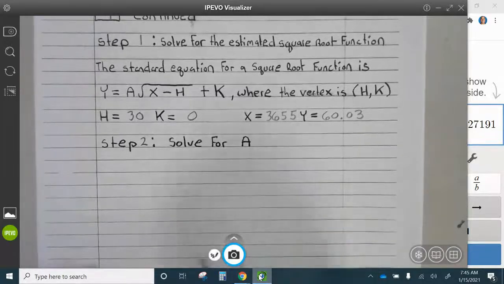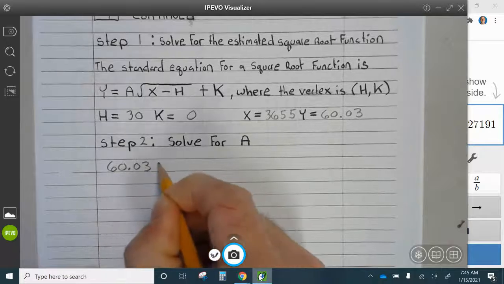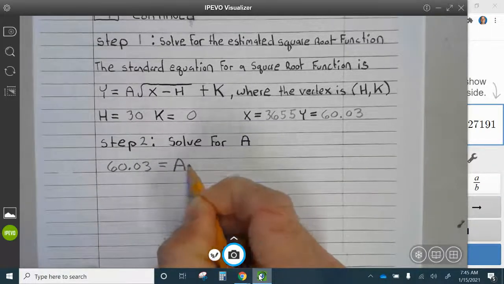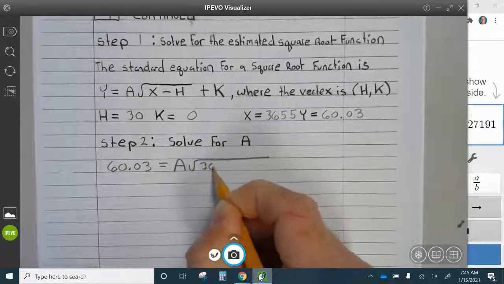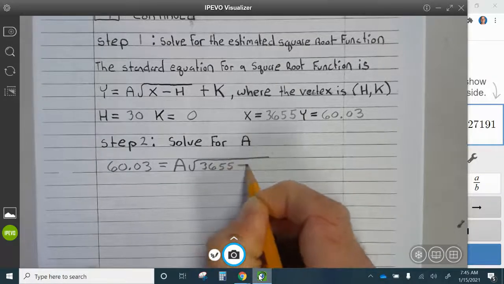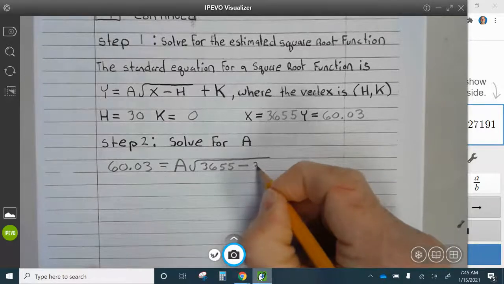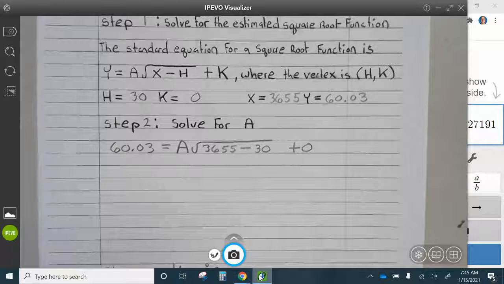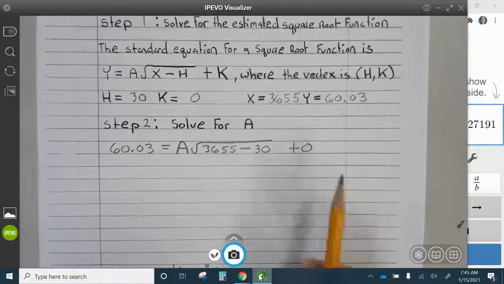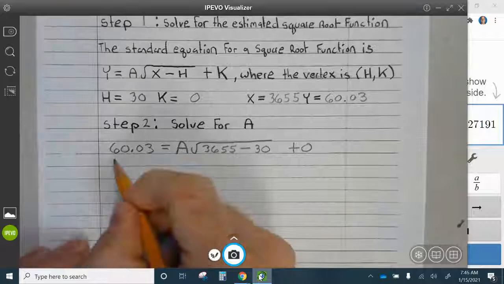So y, 60.03, equals a, which we don't know, times the square root of x, which is 3,655, minus h, which is 30, plus k, which is 0. Okay, so real simple, we don't need to do anything with the plus 0. Now we need to find out what's underneath the square root.